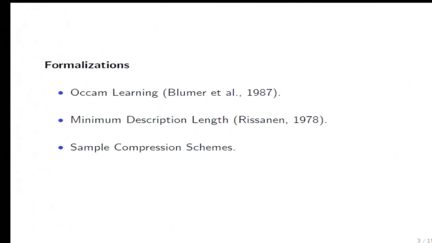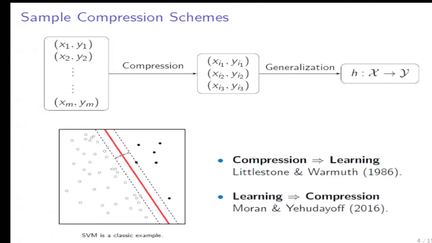This intuition has been mentioned a number of times during the talks today and previous days. It has been formalized by various people at various times: Occam learning in the 80s and minimum description length in the 70s. I wanted to delve a bit more into detail in one of these formalizations, which is called sample compression schemes. In sample compression schemes, we have an algorithm that operates in two stages.